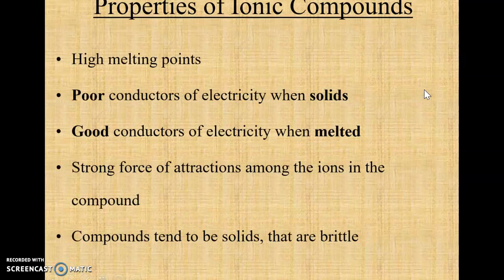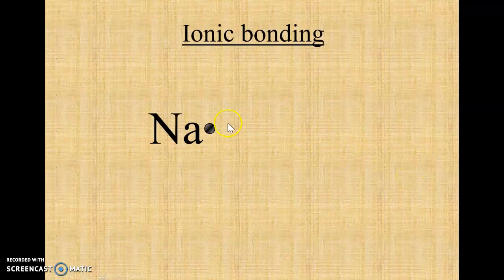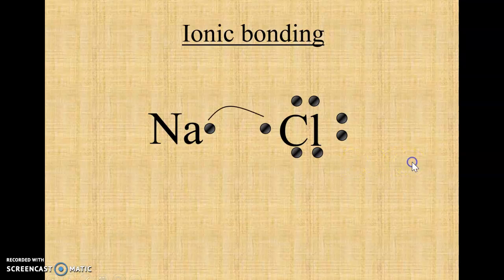So looking at the properties of ionic compounds: high melting points, poor conductors of electricity, good conductors of electricity when melted, strong forces of attraction, and the compounds tend to be solids that are brittle. Sodium chloride, this is our table salt.